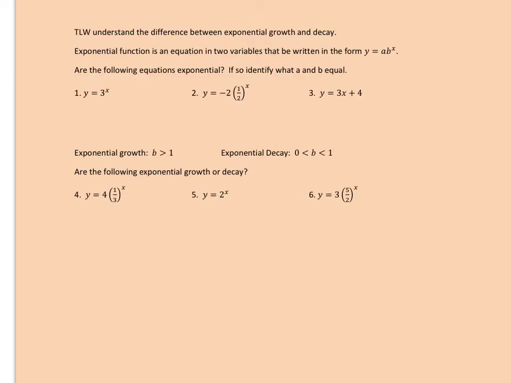Are the following equations exponential? If so, identify a and b. So if we look at the first one here, yes, it is. A and b, well, I don't see that a there. That means a is 1, b is 3. Next, is it exponential? Well, the variable is in the exponent, so yes. A is -2, b is 1/2.